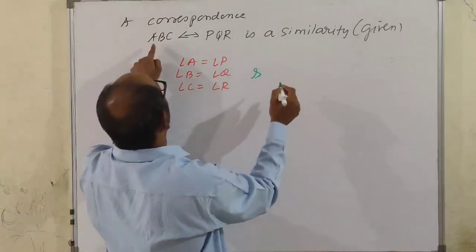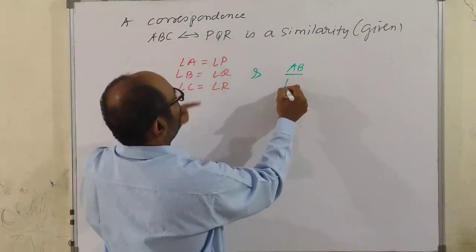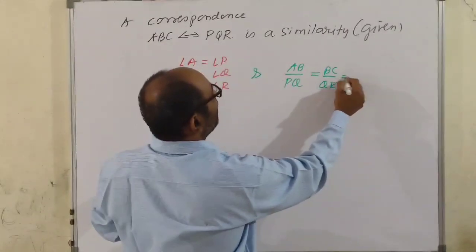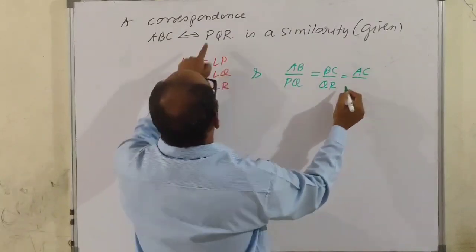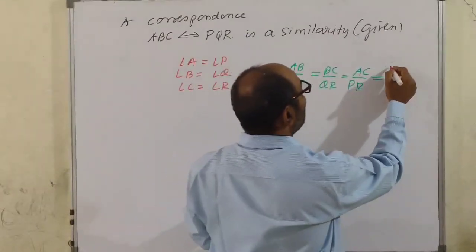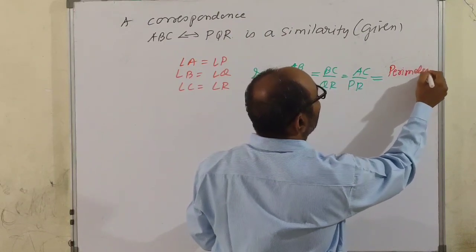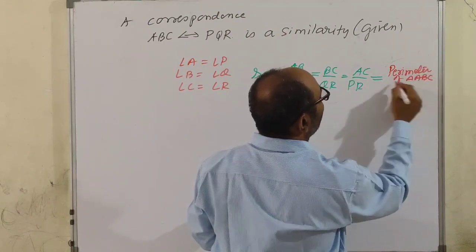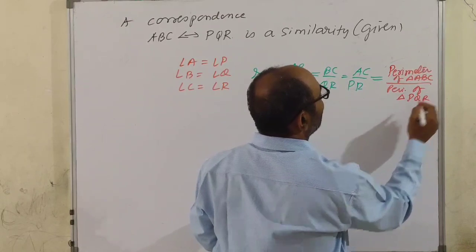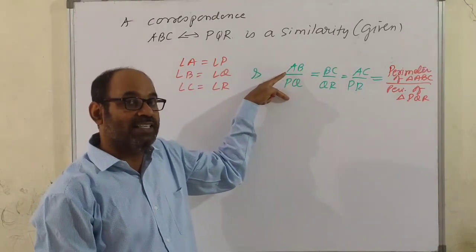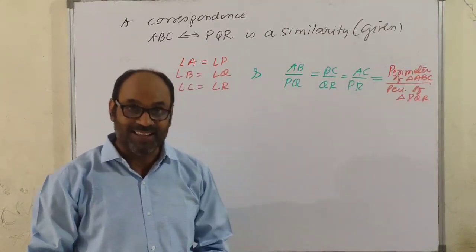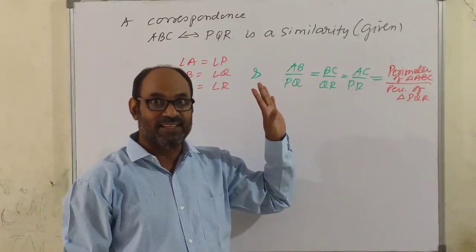And children, what is the next you get? AB upon corresponding side PQ is equal to BC upon corresponding side QR is equal to AC upon corresponding side PR is equal to, you get one more thing, very important result, perimeter of triangle ABC upon perimeter, I am writing in short, of triangle PQR. So the ratio of any two corresponding sides is equal to the ratio of the perimeters of those two triangles. Is that clear? Now how you are getting this, we will see.